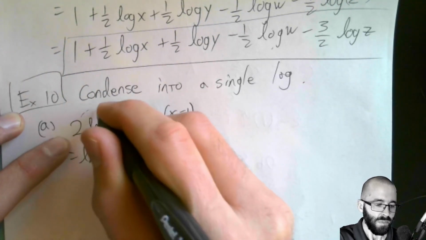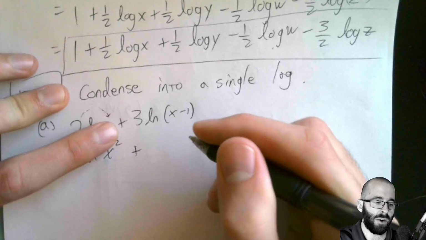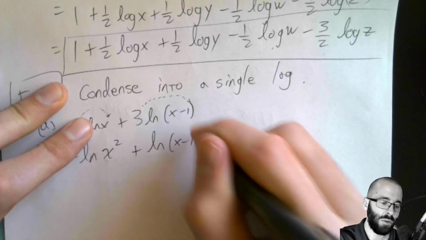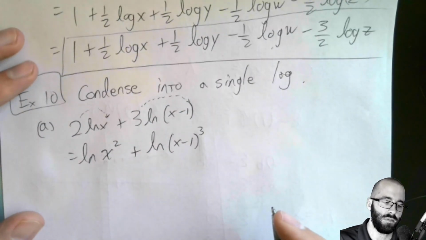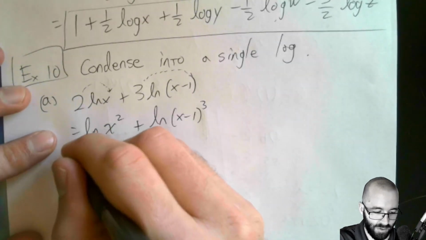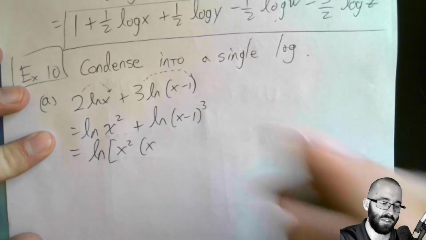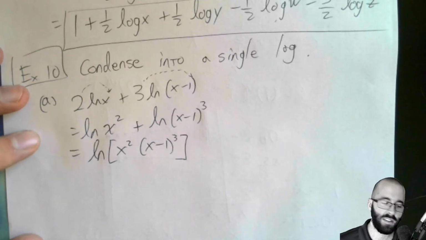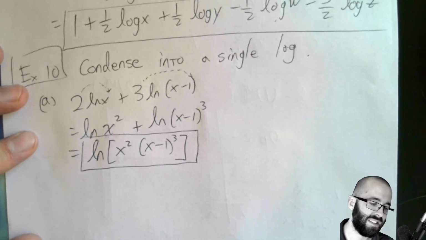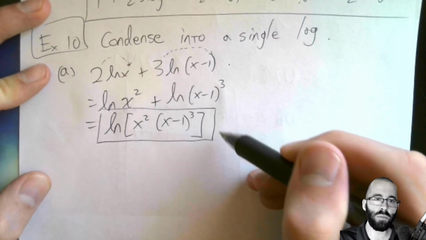Power rule says the 2 goes up to that exponent. We get natural log of x squared. Power rule says the 3 goes up to that exponent. We get the natural log of x minus 1 cubed. And now we have 2 logs added up together, so we can use the product rule. Say this is the natural log of the first thing, which is x squared, times the second thing, which is x minus 1 cubed. And that is the logarithm as a single one. So there's the expanded form, there's the condensed form. Both have their pros and cons.